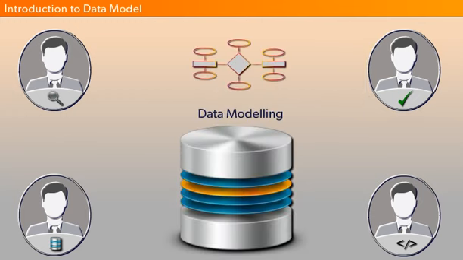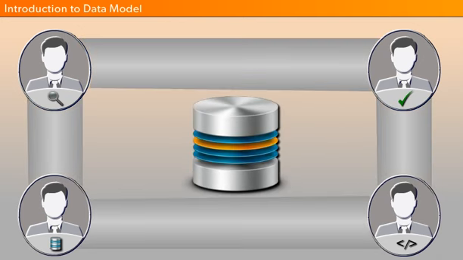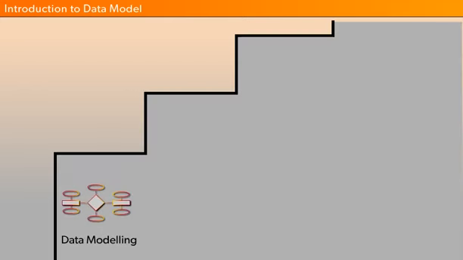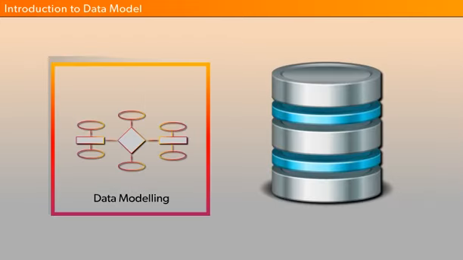Data modeling helps understand the nature of data and their relationships and easily communicate them among the analyst, the designers, programmers, and users. Hence, data modeling is placed as the first step in designing a database. In this video, let us see how data modeling helps in designing a database using a simple scenario.